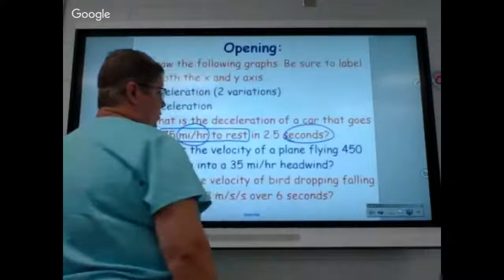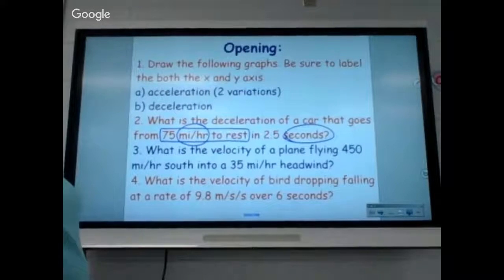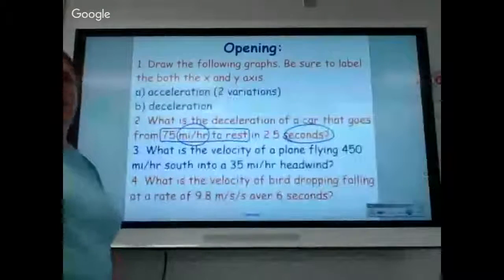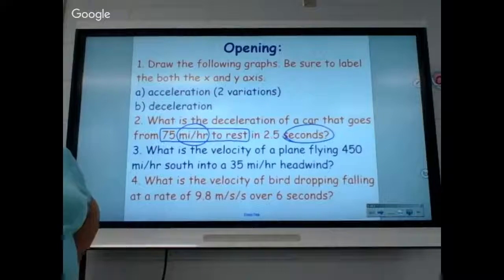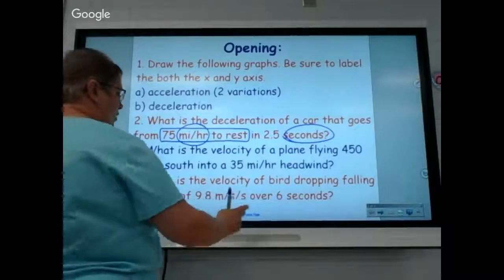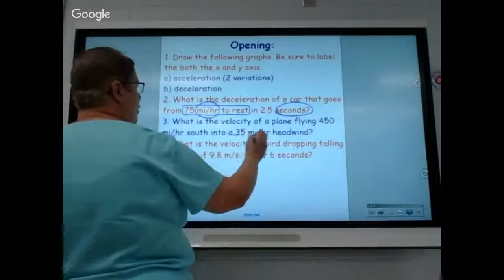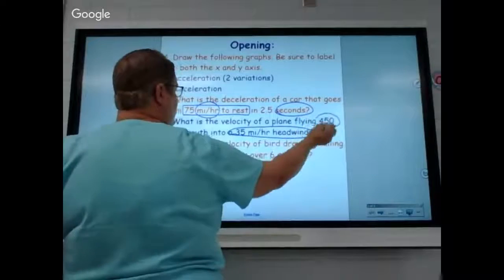All right, number 3, last one. Nope, never mind. We've got 2 more. What's the velocity of a plane flying 450 miles an hour south if it's flying into a 35-mile-an-hour headwind? What do we do if a plane is flying into a headwind? Subtract. So 450 subtract 35, because these are called combining velocities. It's going to slow it down.